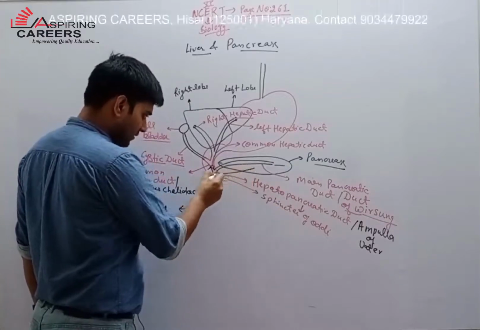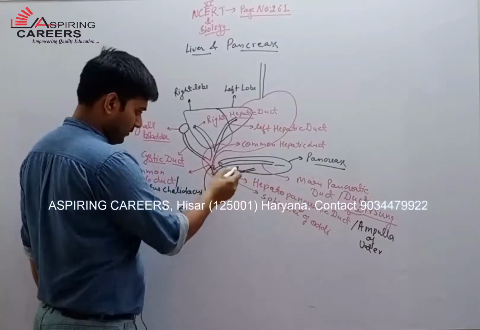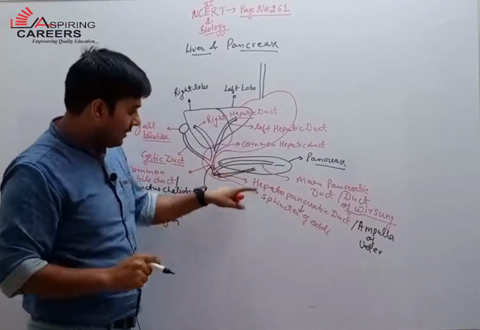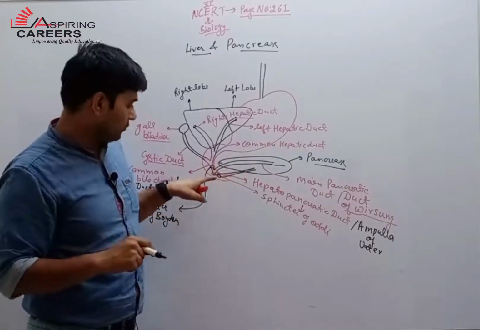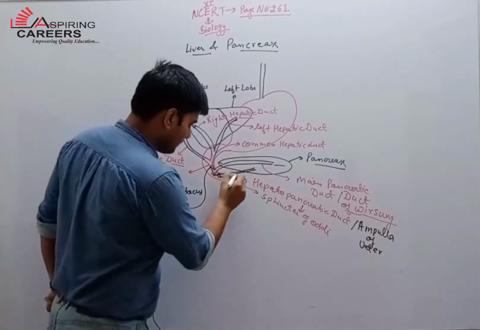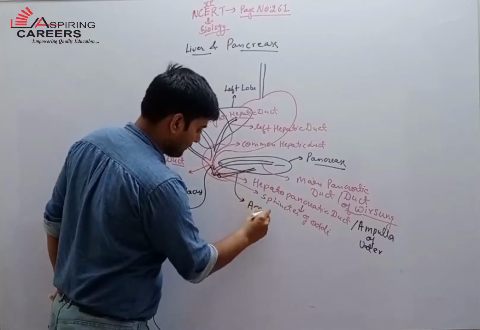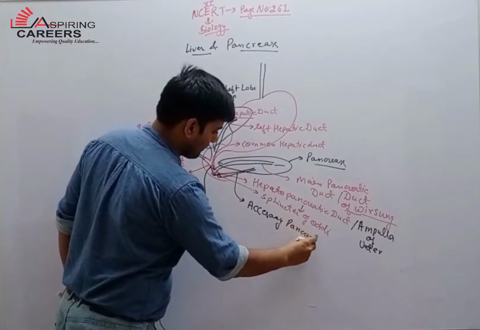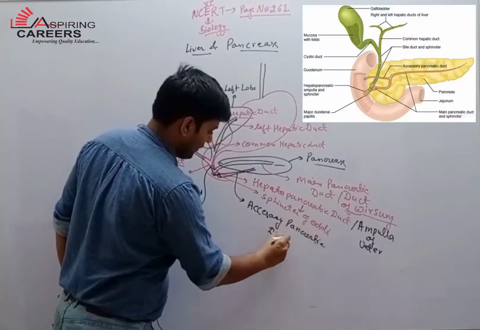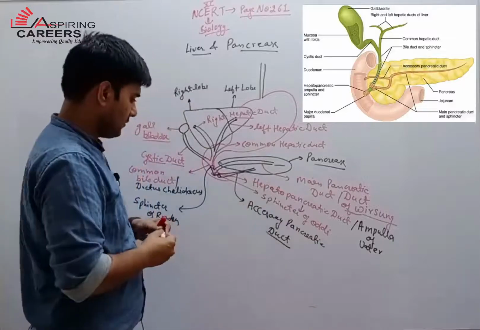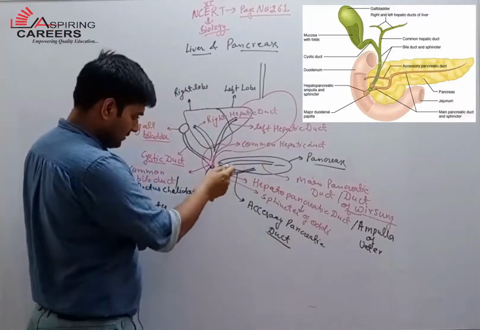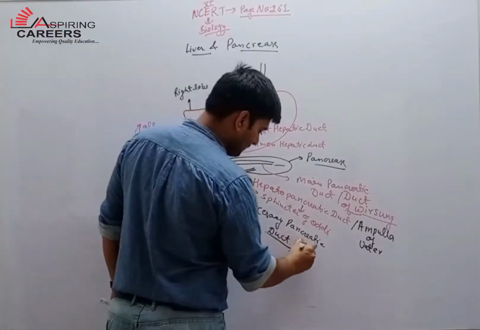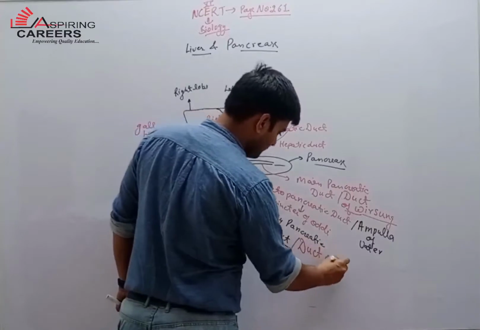But sometimes the pancreas directly releases its secretion into the duodenum without combining with the ductus choledochus. They directly release their secretion into the duodenum, right? So this is called the accessory pancreatic duct. The accessory pancreatic duct directly releases its secretion into the duodenum, and this is also known as the duct of Santorini.